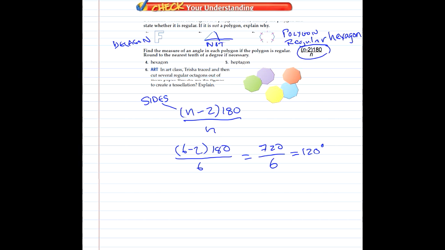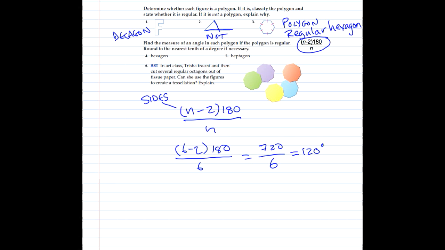If it's a regular heptagon, that means it has 7 sides. So 7 minus 2 times 180 divided by 7. So 5 times 180 is 900 degrees divided by 7. We're going to get a decimal there. We've got approximately 128.5 degrees for each of the angles in a regular heptagon.